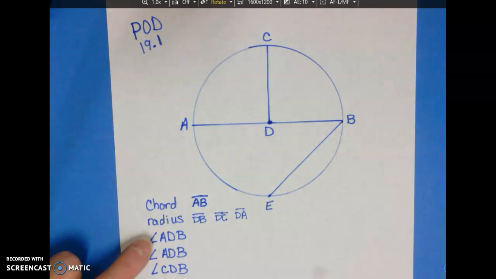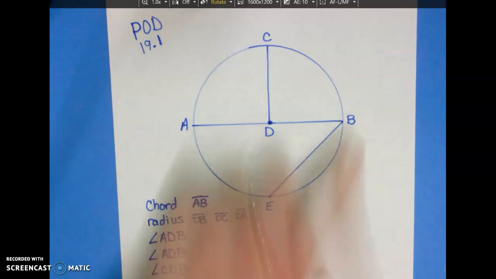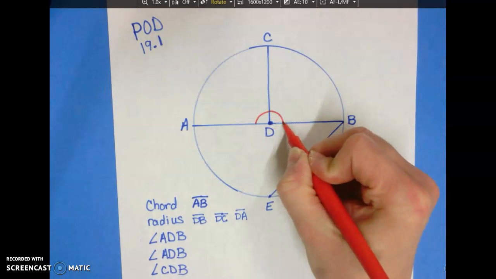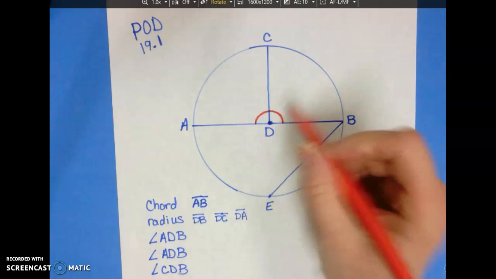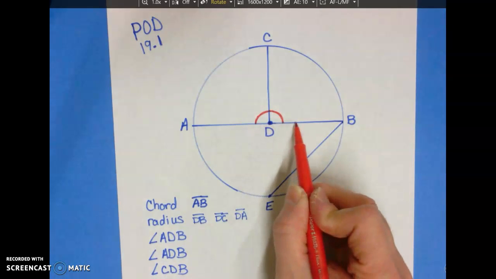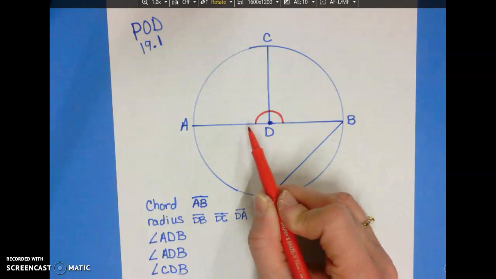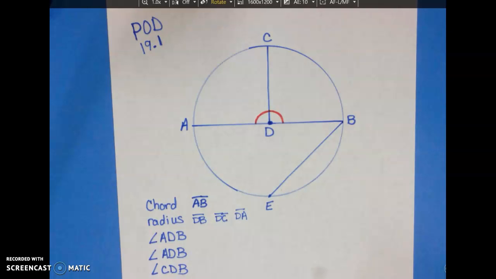So if I try to find ADB, what angle am I talking about? The one that I'm kind of looping in red. And what is that angle? Well, look at what kind of line it creates. It creates a straight line. So what kind of angle is angle ADB? It is a straight angle.